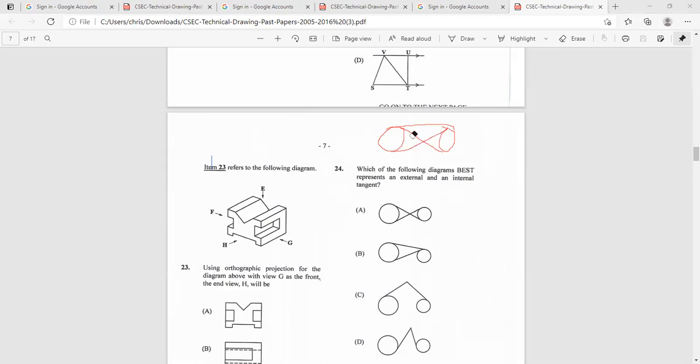So it could be either this. It's an external, meaning it goes touch on the outside. Internal means that it touches on the inside. So which best represents external and internal tangent? B, one external, one internal. So it would be B in this case.